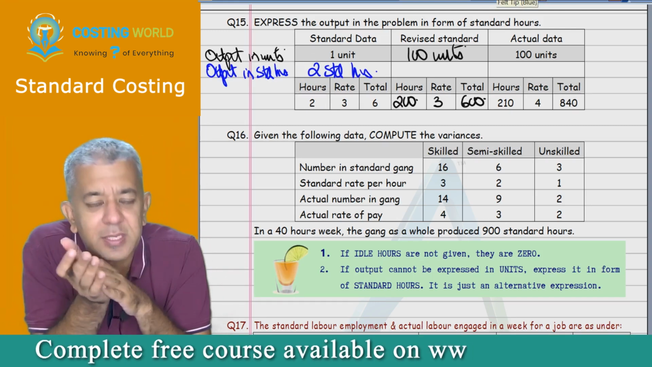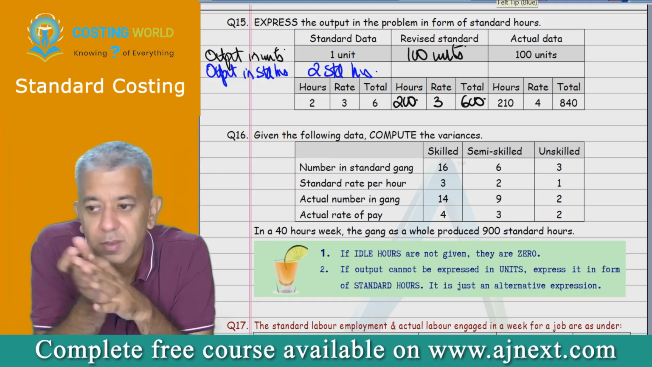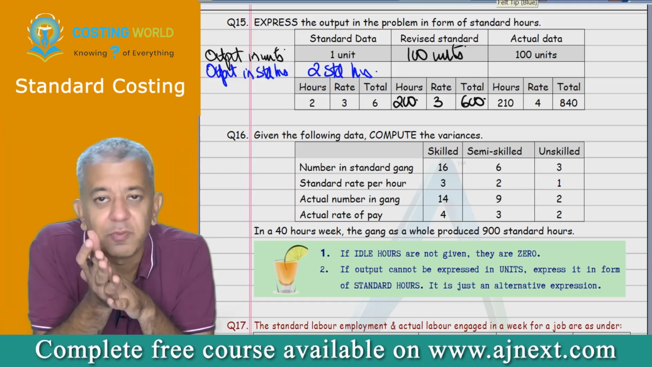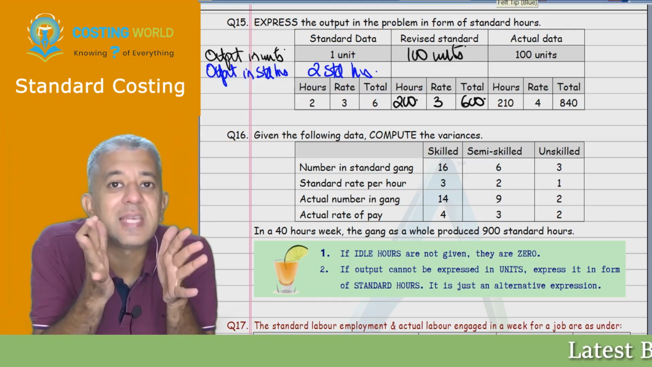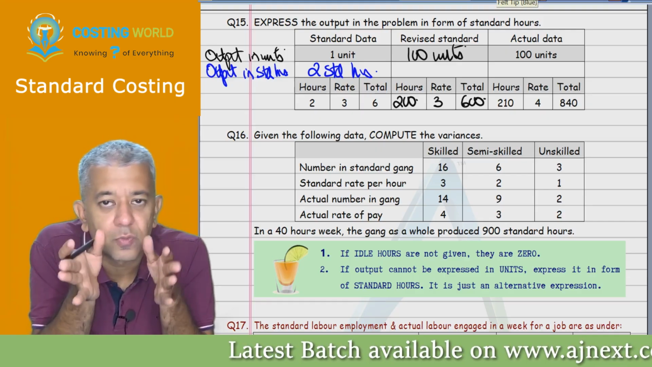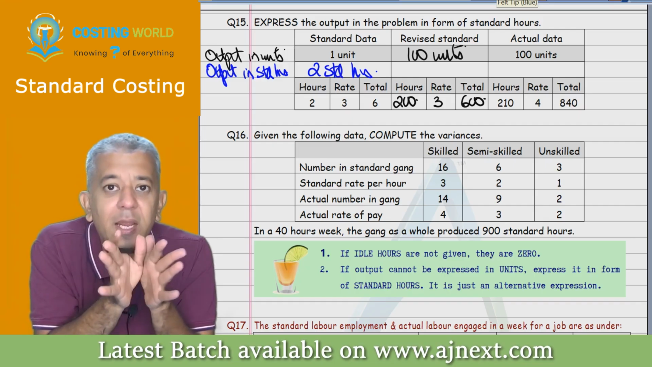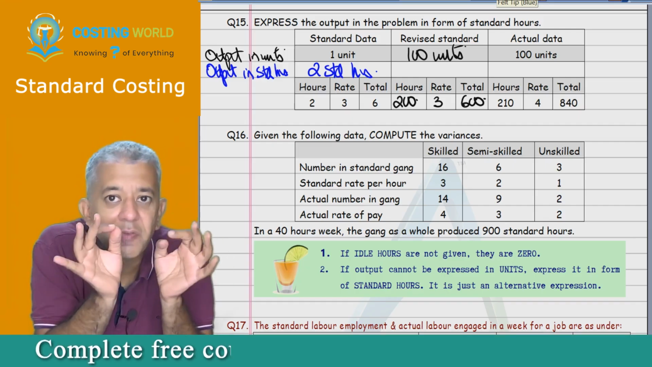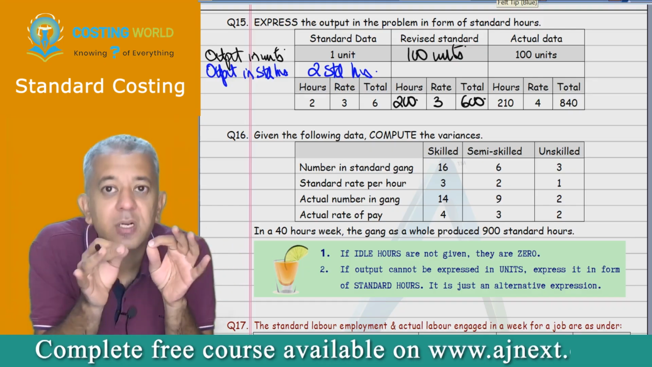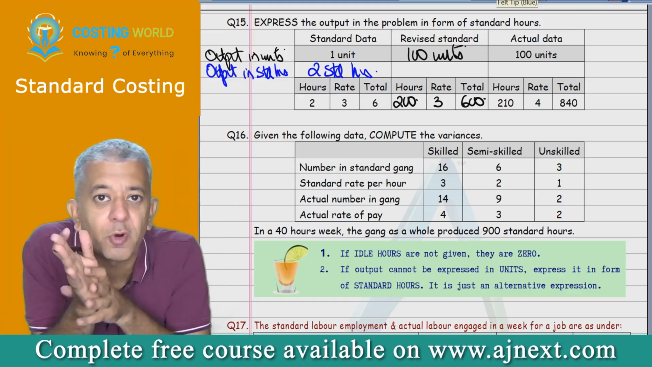I want to be expressing that in form of standard hours. Standard hours will mean what? See, workers have produced 1 unit. I don't want to be saying that word. I don't want to be saying workers have produced 1 unit. So instead of saying that workers have produced one unit, I'm trying to be saying workers have done the job, or workers are supposed to be doing the job for 2 hours.